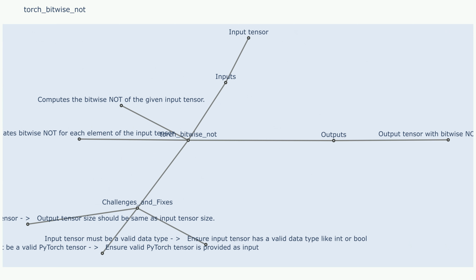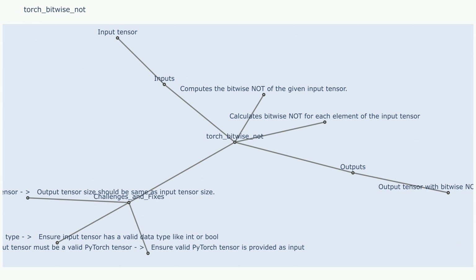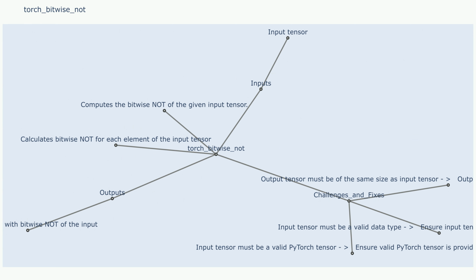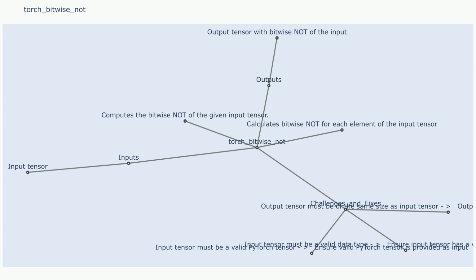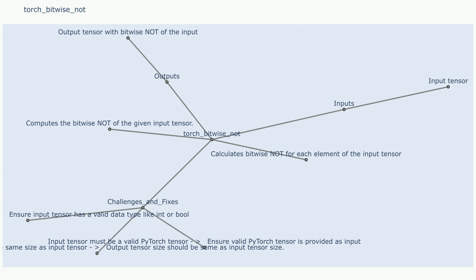Steps. Step 1, the function iterates through each element in the input tensor. Step 2, for each element, it performs a bitwise NOT operation, which flips the bits of the element. Step 3, the result of the bitwise NOT operation is stored in the corresponding element of an output tensor.